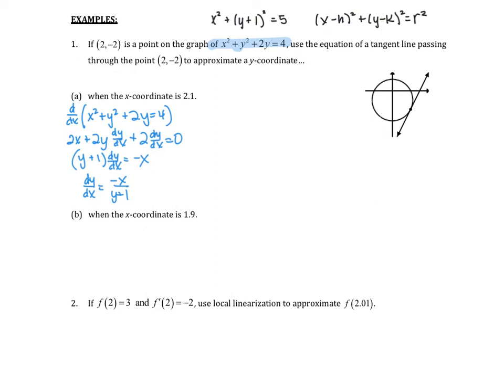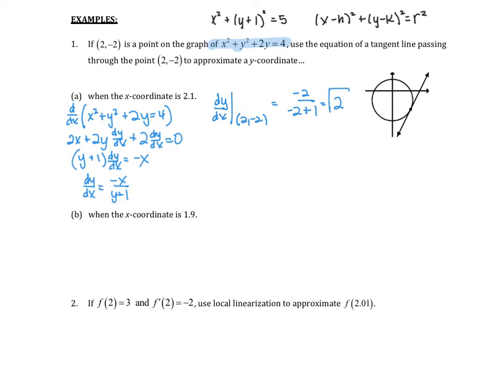Okay, well now what I need to do is evaluate the derivative at that point. Sorry, the point would be (2, -2). So if I evaluate that at (2, -2), I'd get -2 over -2 plus 1. And so that gives me -2 over -1, which is just positive 2. Okay, well now I have my slope.